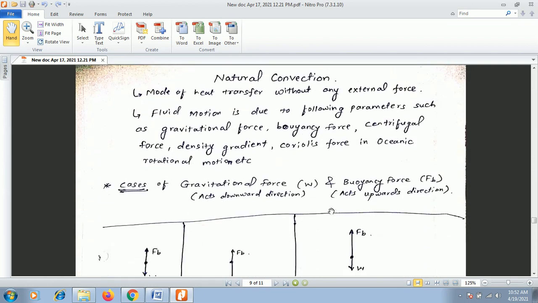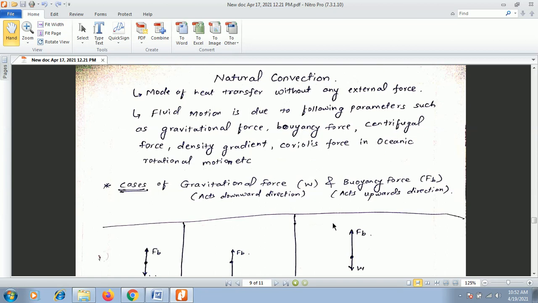And the next chapter is related to natural convection. Convection is heat transfer between the fluid and the surface. Natural convection is one mode of heat transfer without an external force. In forced convection, we use an external force to induce velocity in the flowing fluid. But in natural convection, without an external force, the fluid is set in motion.